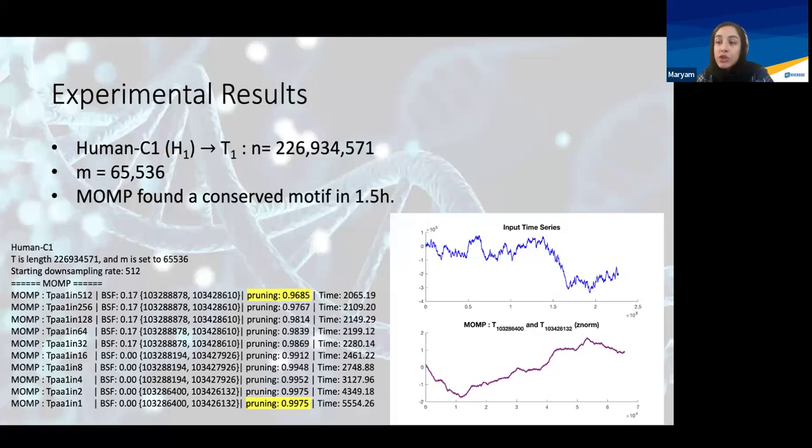MOMP reduced the data to just 3% in the first steps and performed exact calculations on less than 1% of the remaining data points. This scalability highlights MOMP's efficiency for large-scale datasets. To compare, a scan would have required over 5 years for the same task.